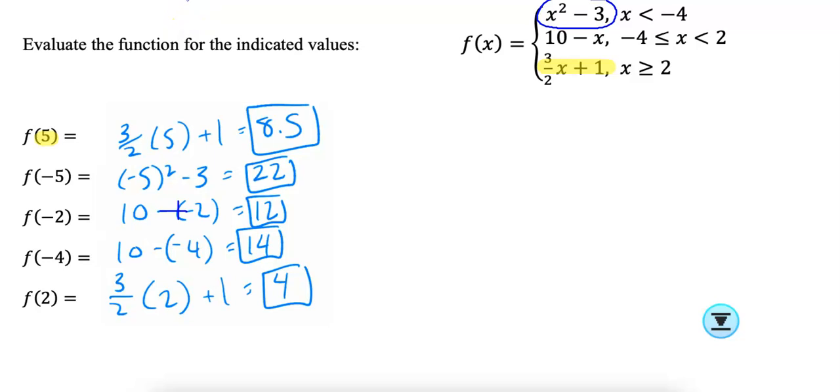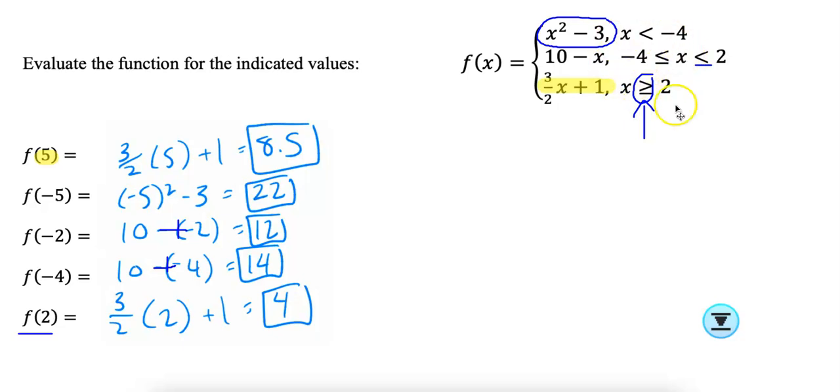All right, so on the f of -4, -4 is including -4, so it's going to be in this middle function. So I'd have 10 minus -4. Again, that would turn to a plus, which tells you how you get 14. F of 2, again, look at these symbols. It needs to be including 2, so it's going to be this last equation. So 3/2 times 2 plus 1 would get you a 4. So that is how you evaluate functions, looking at your domains over here first to figure out which function you plug it into. So let me know if you have any questions on that.